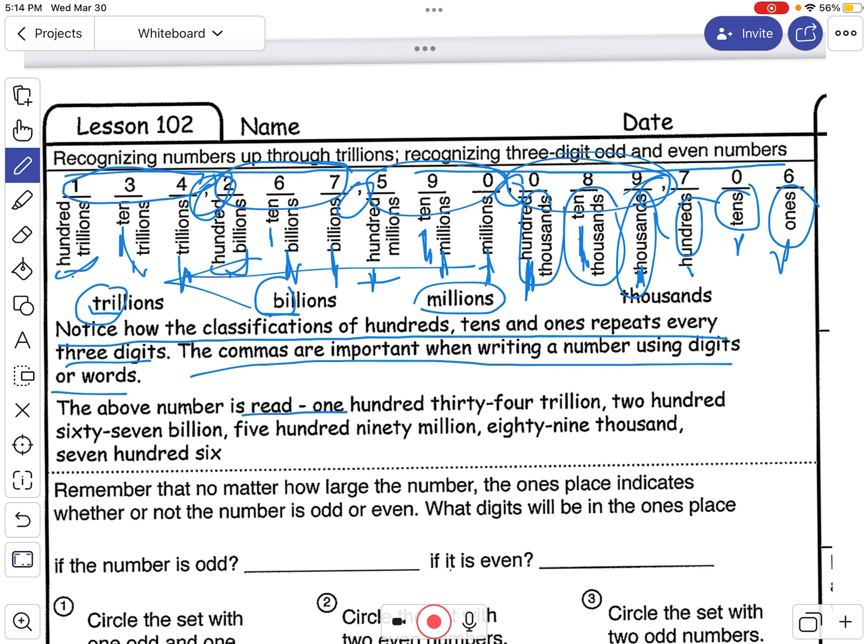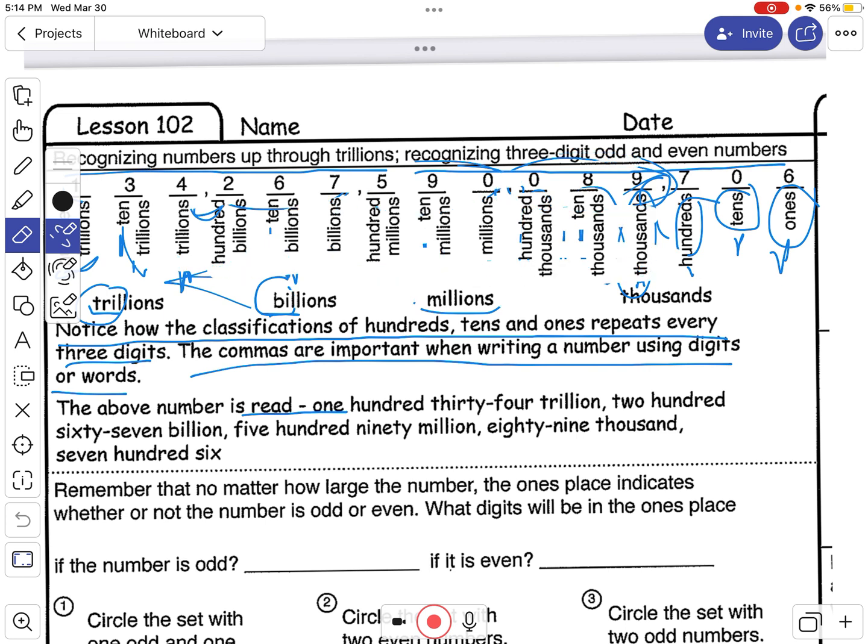Actually, you know what? Let me get this all cleared off here. I'm going to erase this whole thing. Let's see. Let's try this. It's kind of a big mess. Let me get all that stuff off of there. There we go. That's a little bit better.